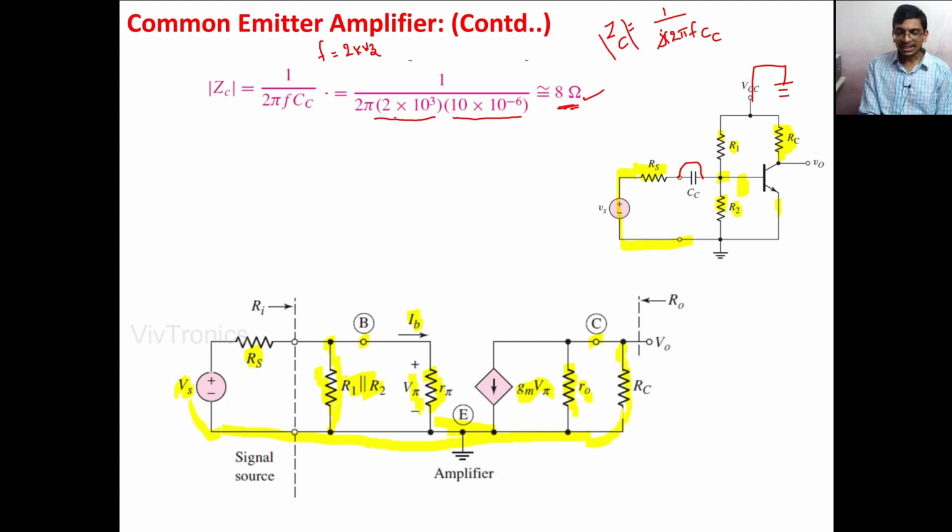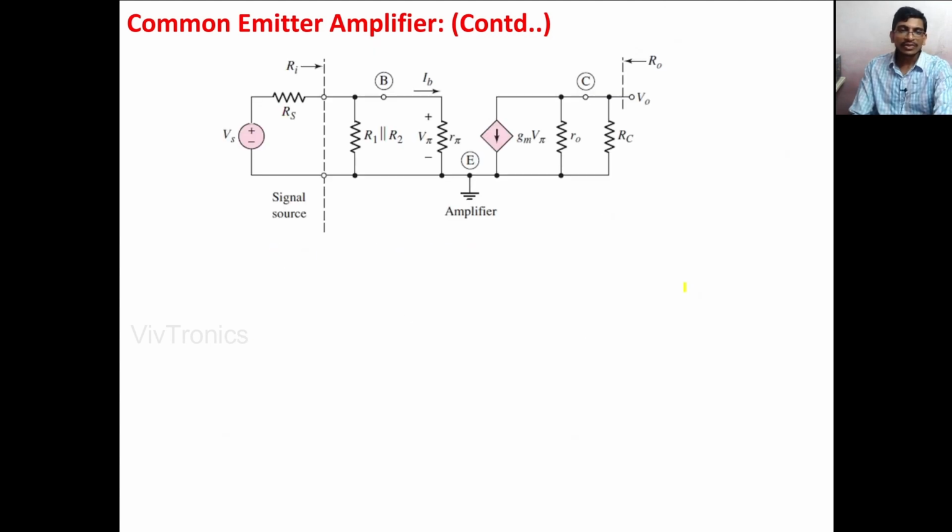We have represented the RC resistance, and now we are going to take the output voltage across this RC resistance. The input resistance of this amplifier circuit is Ri, and the output resistance of this amplifier circuit is R0, which was represented here. So now we are going to get the voltage gain of the circuit.